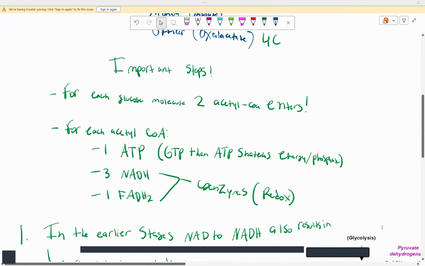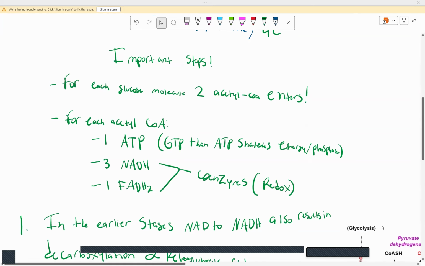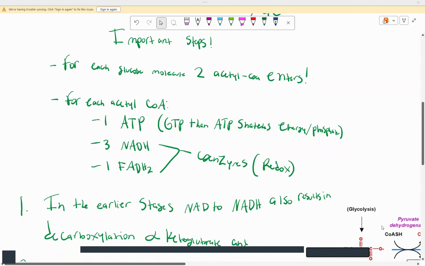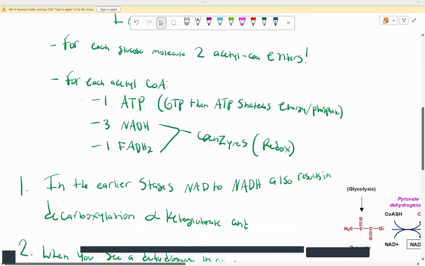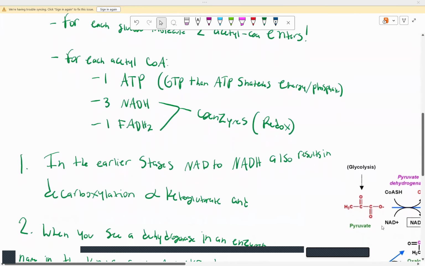Some important tips, I should say, not necessarily steps, is that for each glucose molecule, you'll have 2 acetyl-CoAs that will enter the Krebs cycle. Because remember, each glucose produces pyruvate, and pyruvate becomes acetyl-CoA before it enters the Krebs cycle, from PDH, that enzyme. There's a whole bunch of other stuff for that, but we're not going to get too into that. This is about the Krebs cycle.